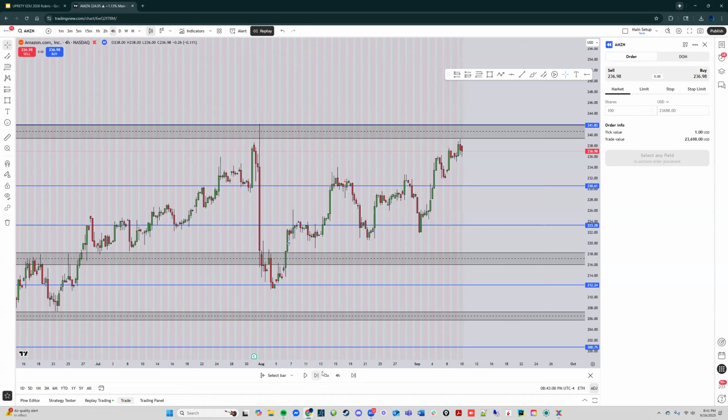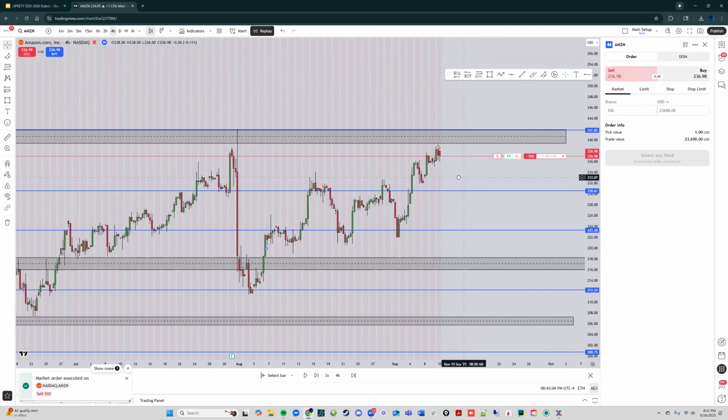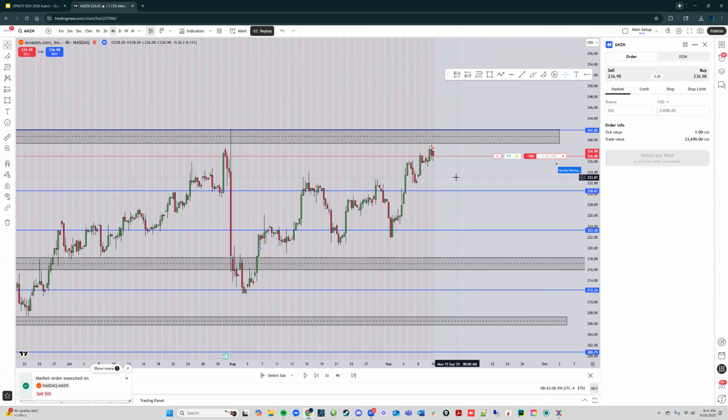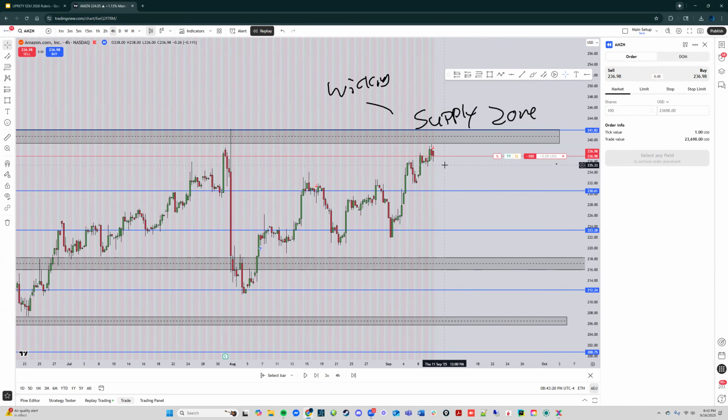I would short there. Okay, why? Because we're at the supply zone and we're wicking at the top as well. It's trying to bounce back. We're also wicking. Okay. So now this is where we kind of start saying, okay, if I short this, where am I going to sell this? Okay. We're going to sell it right here.